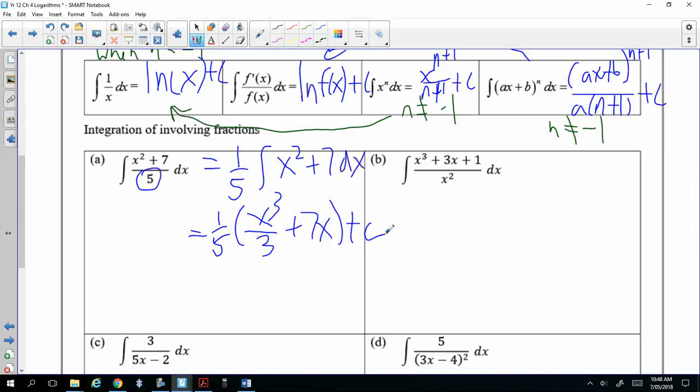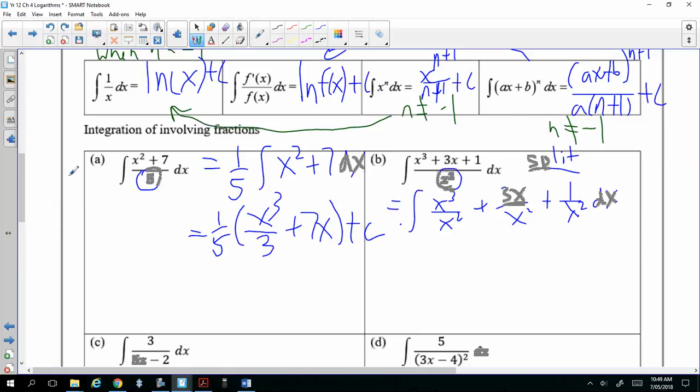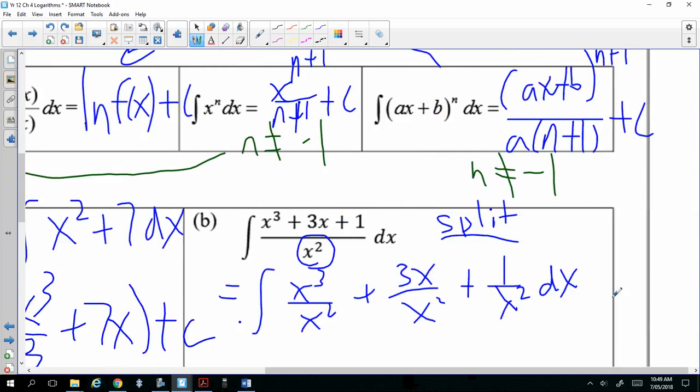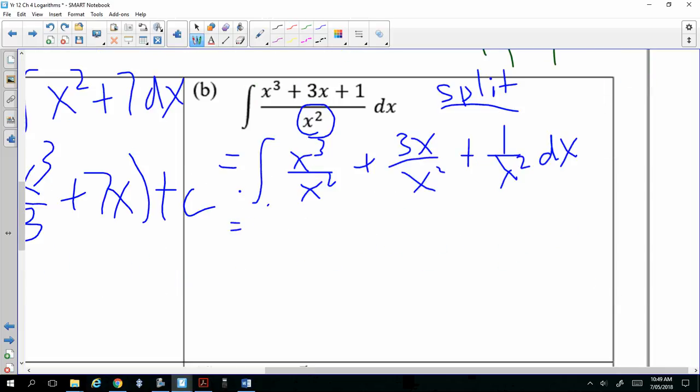However, when it's an x squared, you can't bring it out when there's a numerator. So when there's a numerator, you have to split the fraction. So you split, so you get x cubed over x squared plus 3x over x squared plus 1 over x squared. Okay. Let's make it a bit bigger so I can write it a bit smaller. Okay, so that will become the integral of x plus 3 over x plus x to the power negative 2 dx.